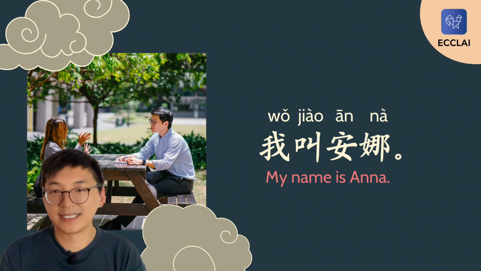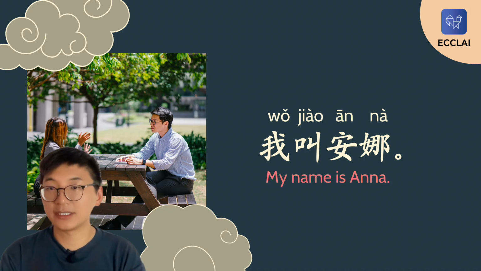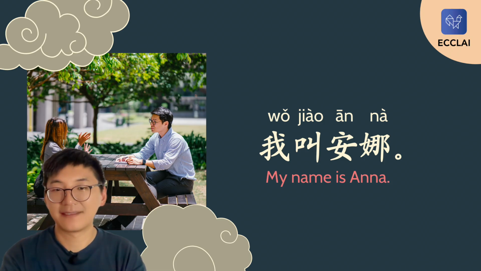The next sentence is 我叫安娜. Super easy. We already learned this structure. We already know every word in this sentence. 我叫 means my name is. And then we have Anna. Anna is the translation of Anna in Chinese Mandarin. 我叫安娜. Very good.